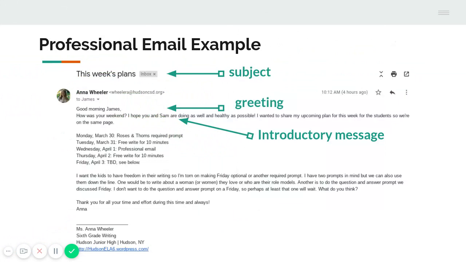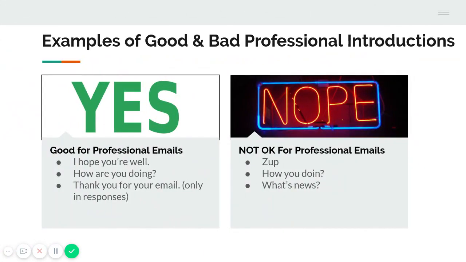Then I've got the introductory message. This is a way to start off your email on a positive note. Well wishes for the other person. How was your weekend? I hope you and Sam are doing as well and healthy as possible. So here are some other examples.